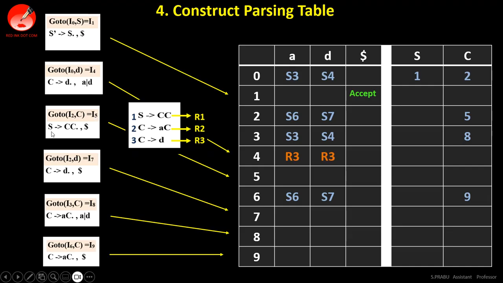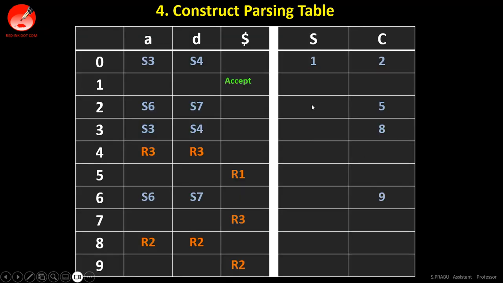For the fifth row, S tends to CC dot. That is, rule number 1 is going to end. So you should write R1 in dollar column. For the seventh row, C tends to D dot. That is, R3 is going to end. So you should write R3 in dollar column. In the eighth row, the second rule, you should write R2 in A and D column. In ninth row, the second rule, you should write R2 in dollar column. So in this way, you should fill the values from the goto function results.